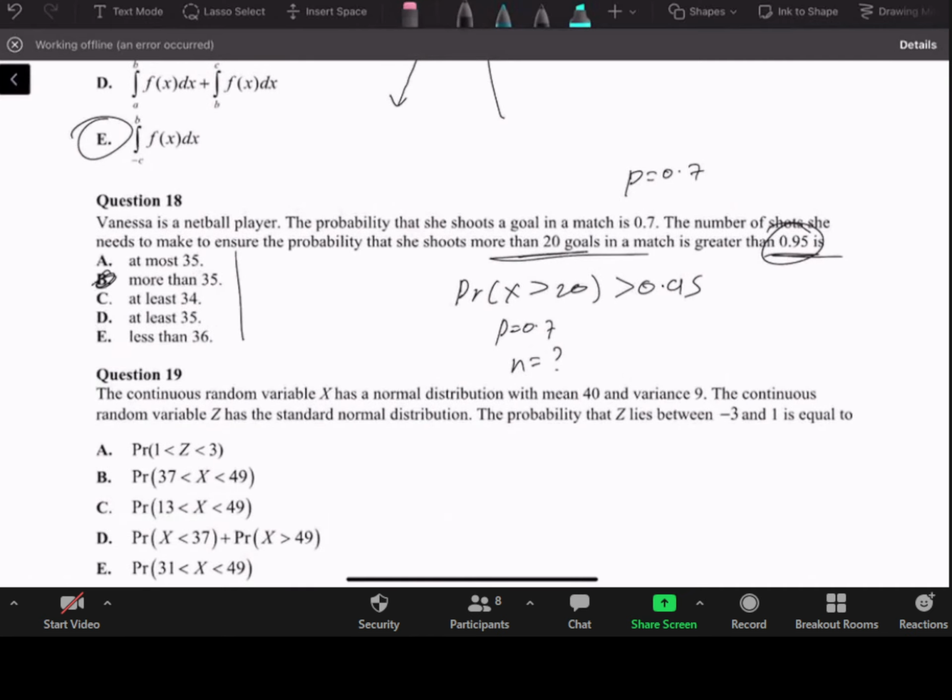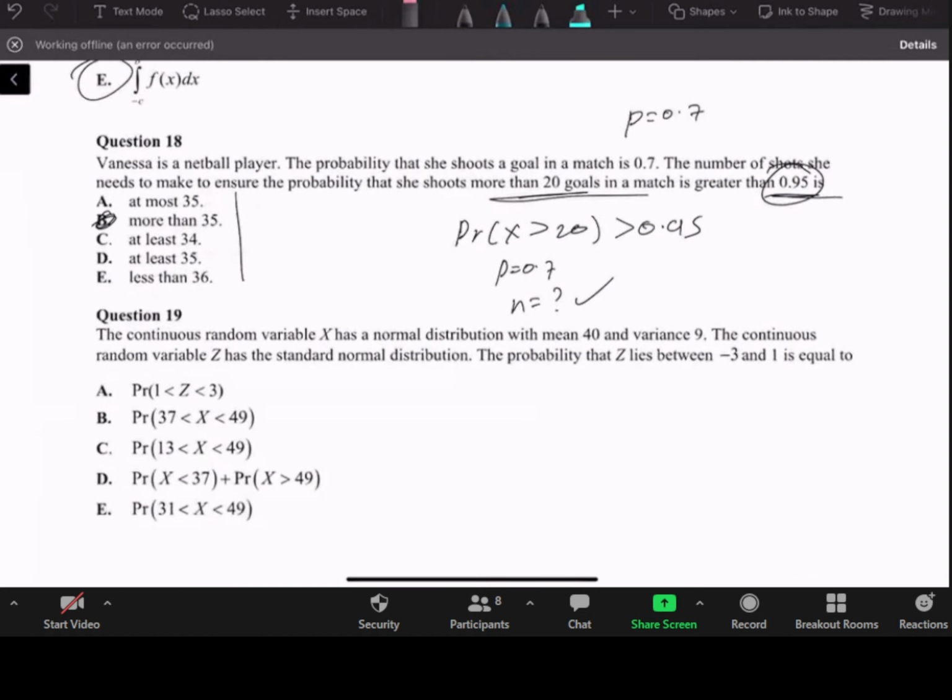The other thing that might be annoying if you actually find a value of n is that it's going to be like, I think it's 34 point something something. So you don't know whether to round up or round down. So just doing trial and error kind of removes the hassle.